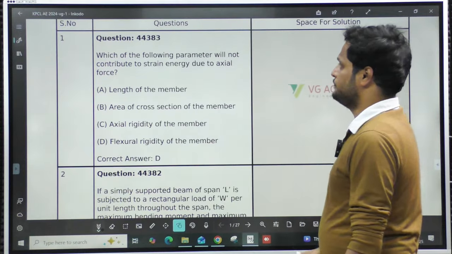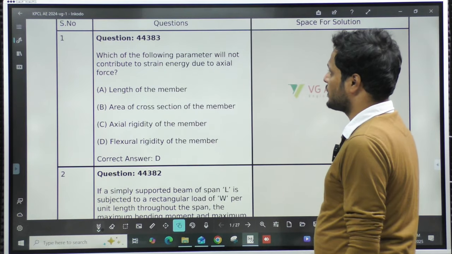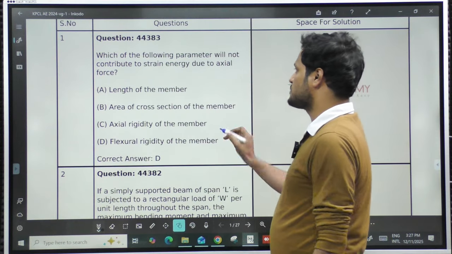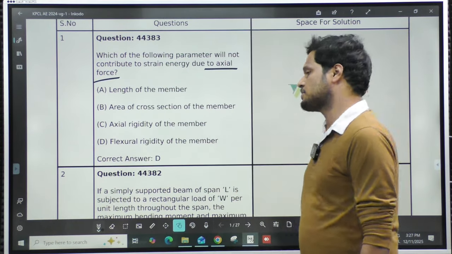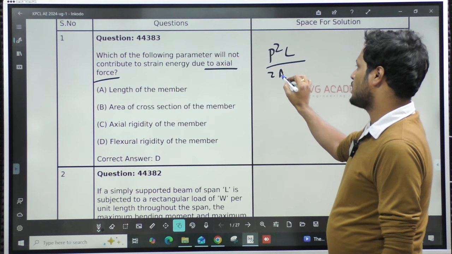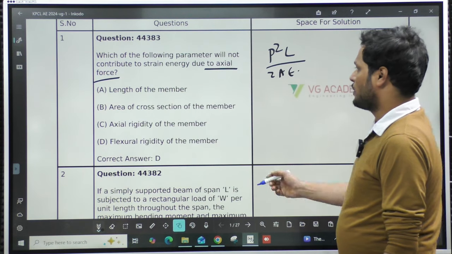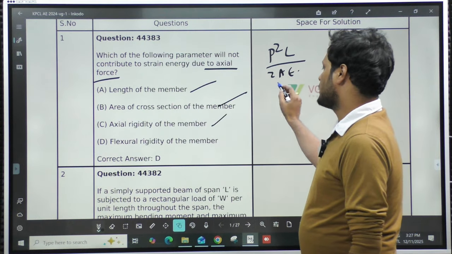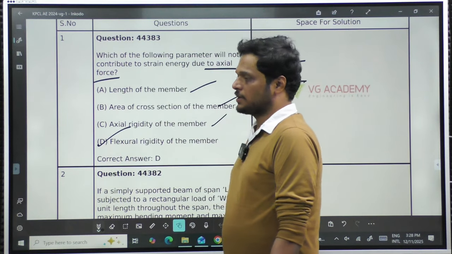So first question, which of the following parameters will not contribute to strain energy due to axial load? What is strain energy due to axial load? P square L divided by 2AE. So it depends on the length, area, axial rigidity but not flexural rigidity, D.